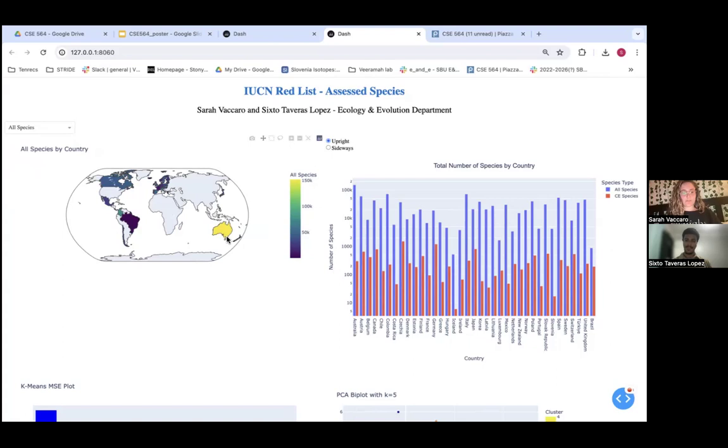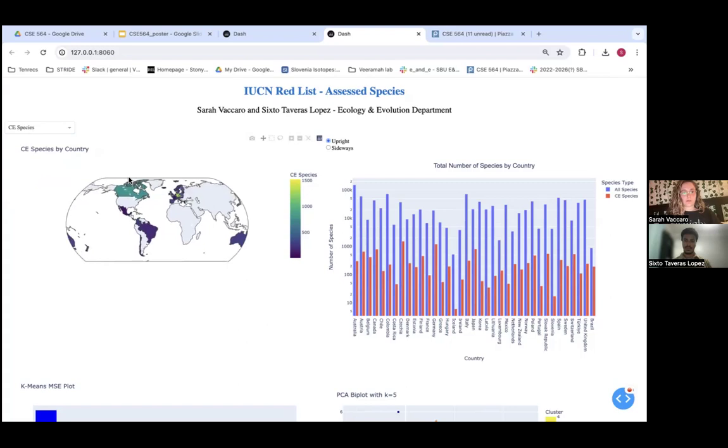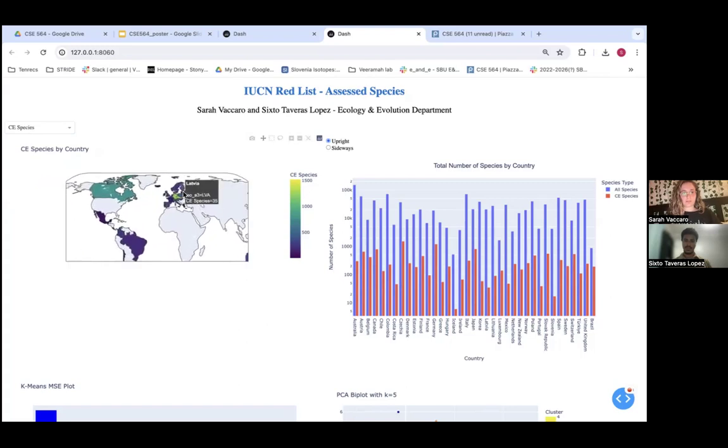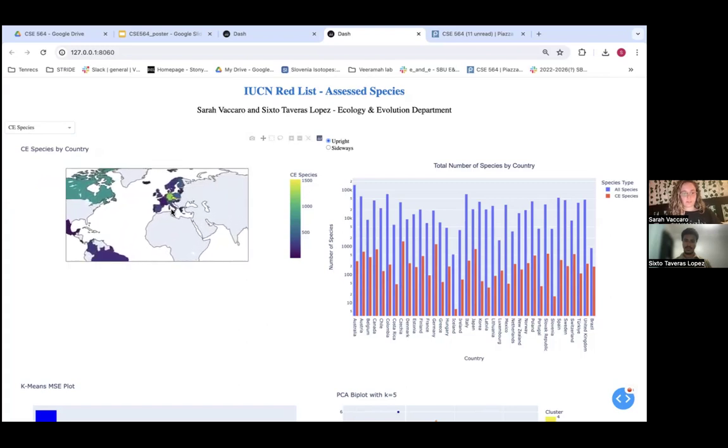So from this figure, you can see that Australia has the greatest number of species. It's this big biodiversity hotspot. However, if you choose to show critically endangered species, the Czech Republic has the greatest number, which might indicate that this area is a hotspot of biodiversity loss, especially given its smaller size compared to other countries.